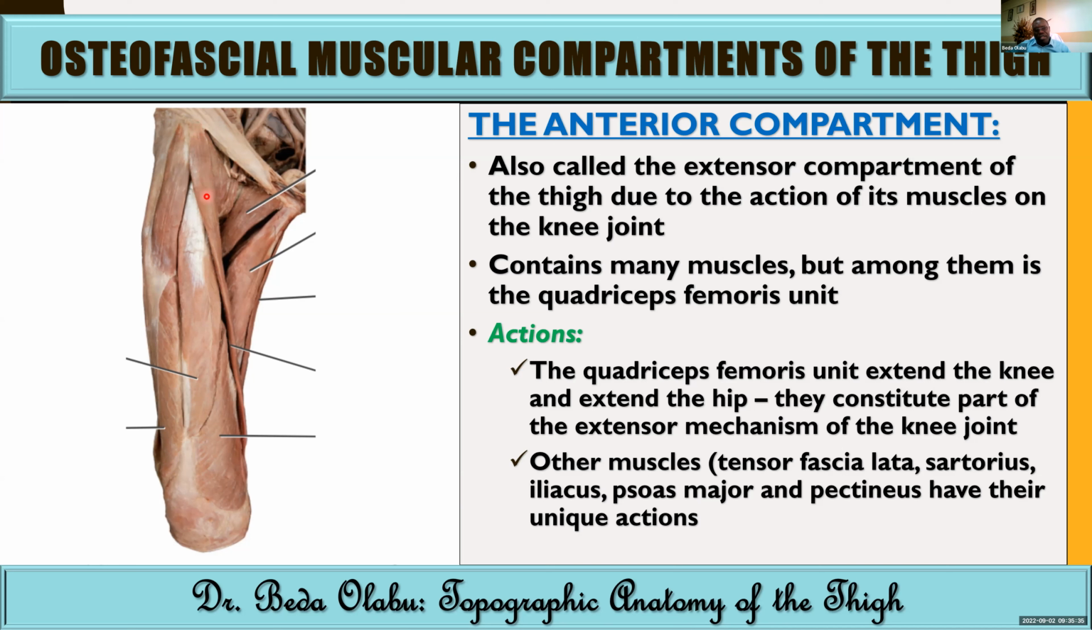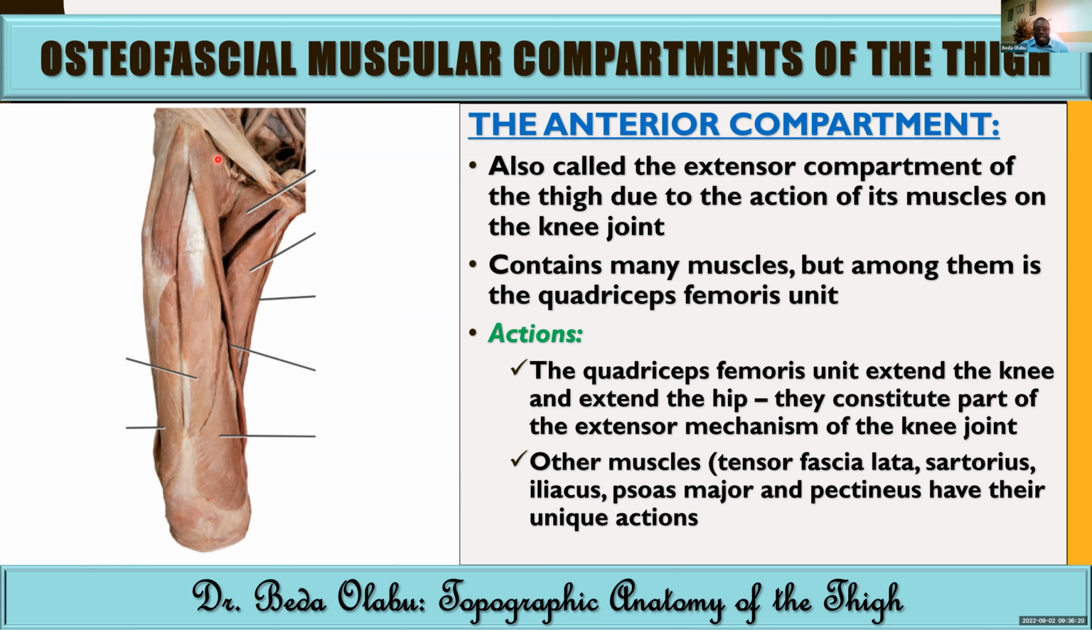Sartorius muscle, on the other hand, is this one here. Sartorius has multiple actions at the knee and at the hip. At the hip, it can cause flexion. It can cause abduction. And it can cause lateral rotation at the hip joints. And at the knee joint, it causes flexion. And it causes medial rotation at the knee joint. So it's a muscle with multiple actions. Remember, it flexes the knee. It does not extend the knee.